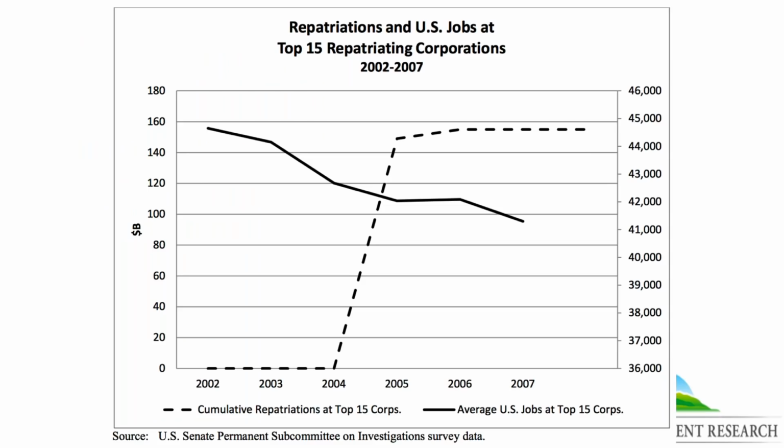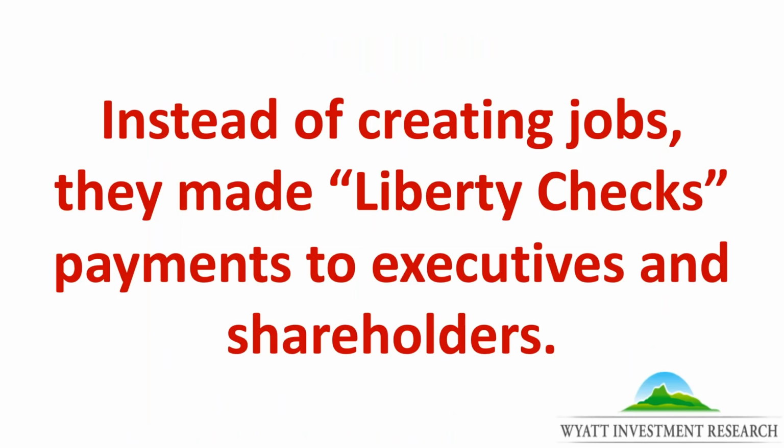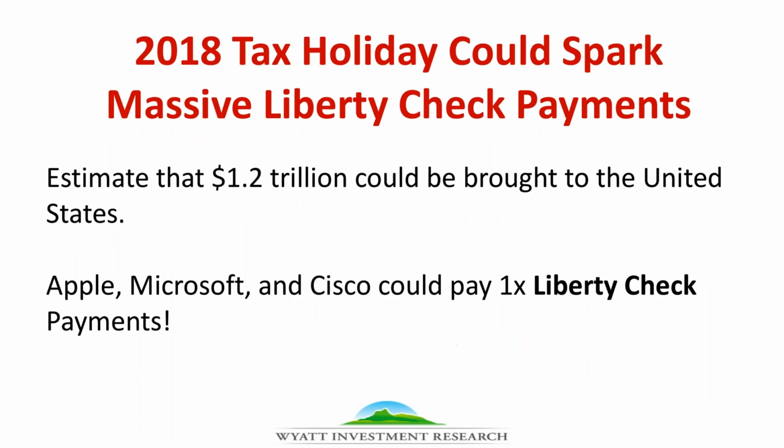And if we take a look at this chart, it shows what happened with repatriations and U.S. jobs at the top 15 companies that brought cash from offshore back into the United States. You can see the amount of money that was repatriated, and you can see what happened with the corresponding jobs. The jobs at these companies declined from almost 45,000 down to 41,000 jobs. So these companies, in spite of being loaded up with more cash than they ever had available before, decided not to invest in America. They decided not to invest in new people. They decided to send out Liberty checks instead, making these payments to their executives and their shareholders instead of creating new jobs.